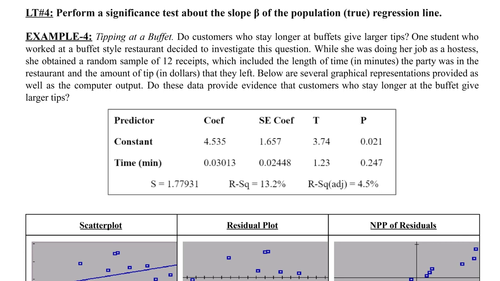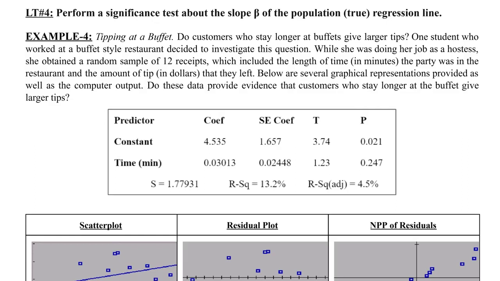While she was doing her job as a hostess, she obtained a random sample of 12 receipts, which included the length of time in minutes the party was at the restaurant and the amount of tip in dollars that they left. Below are several graphical representations provided as well as computer output. Do these data provide convincing evidence that customers who stay longer at the buffet give larger tips?